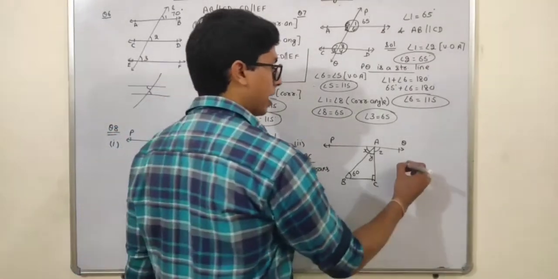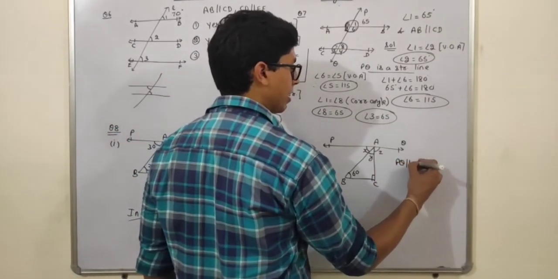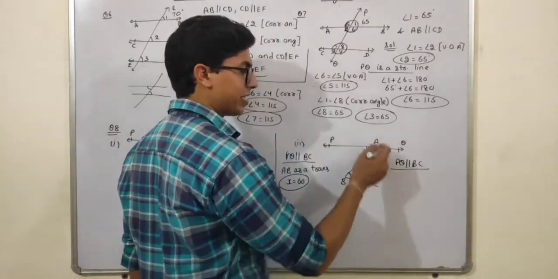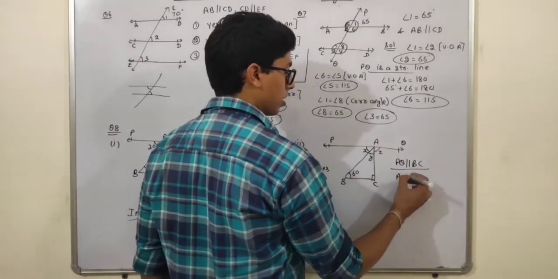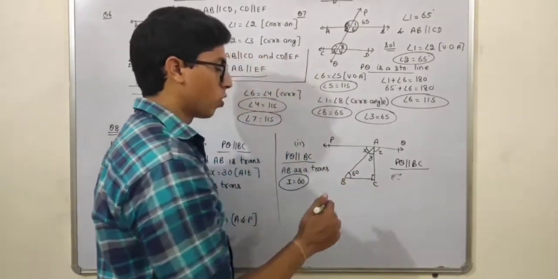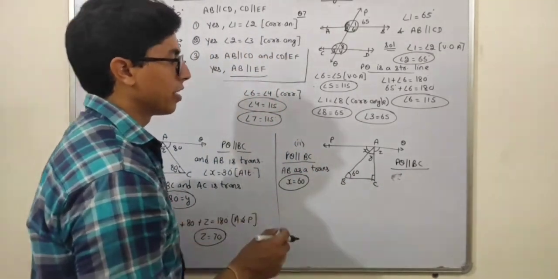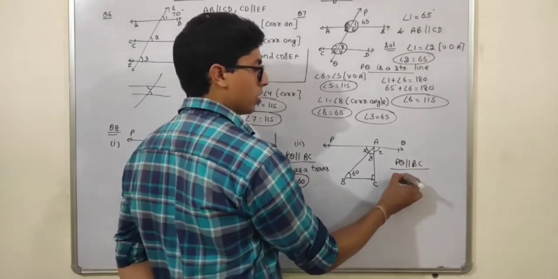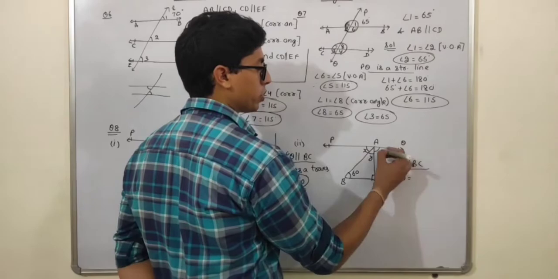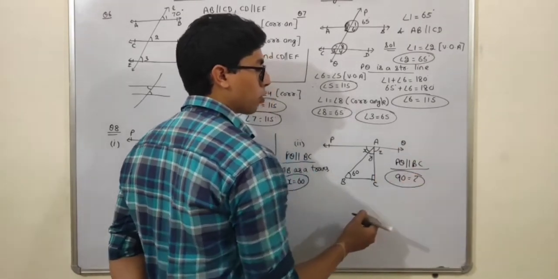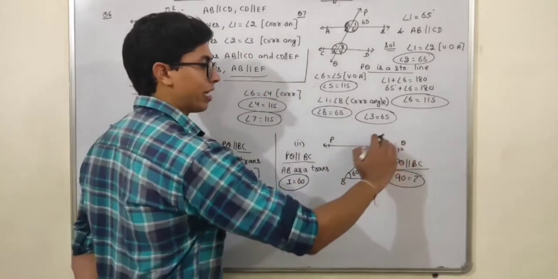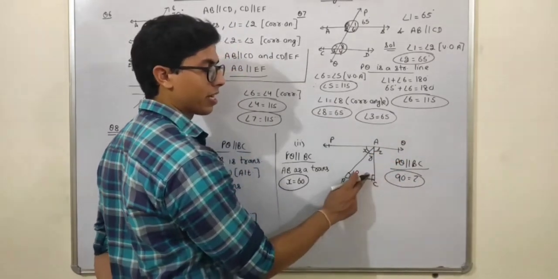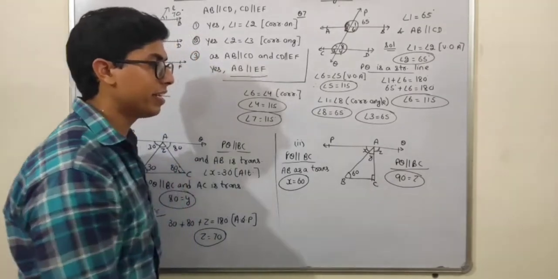Similarly, students, PQ is parallel to BC again, but this time I take AC as a transversal. This angle is 90 degrees. So 90 degrees is equal to Z, because of alternate angles. See, these two lines are parallel and this is a transversal. So these two angles will be equal. This angle is 90, so Z is 90.